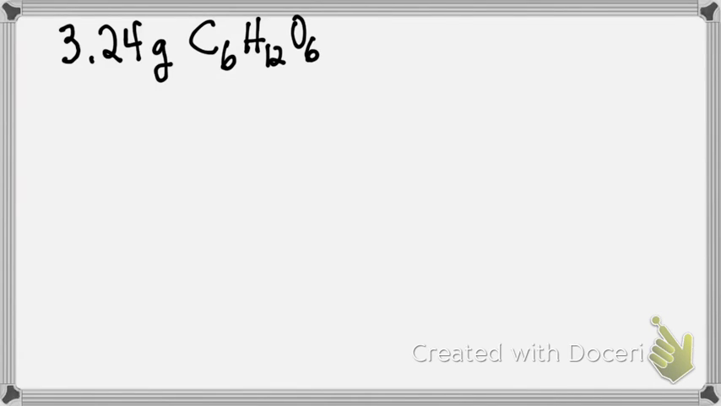So let's say we have 3.24 grams of glucose, C6H12O6. And we want to know how many glucose molecules we have in this sample. Of course, this first step we've seen a lot of times. We're going to first convert grams to moles.